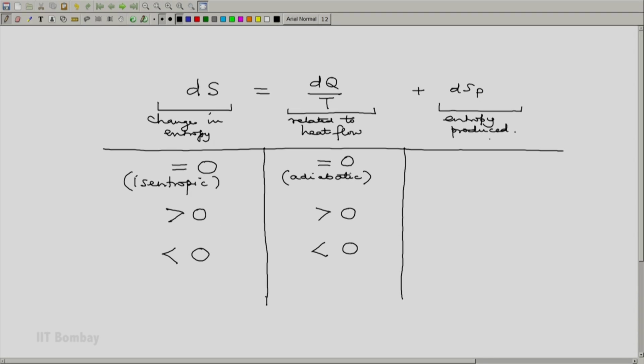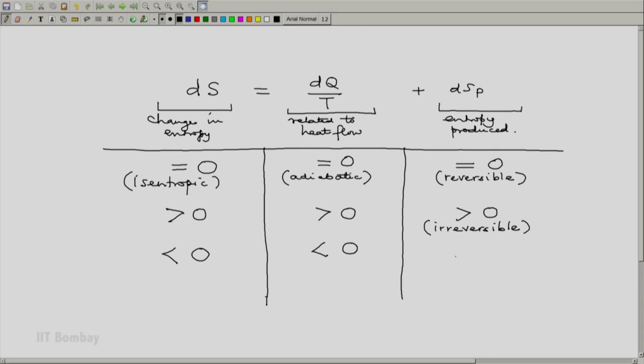Entropy produced is special. It is possible that it is 0, in which case ds is dq by t, and that is possible only for a reversible process. So if dsp is 0, we will call that process reversible. It is possible that it is greater than 0. If it is greater than 0, ds is greater than dq by t, it is an irreversible process.